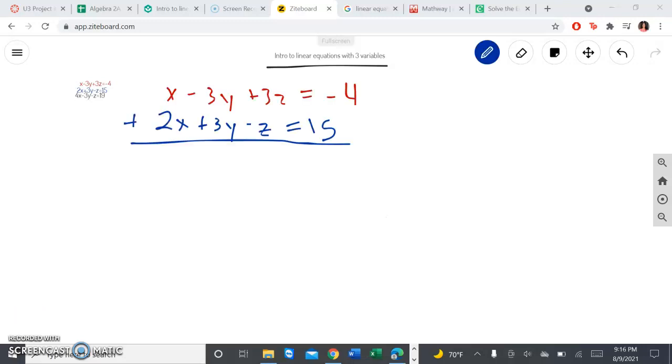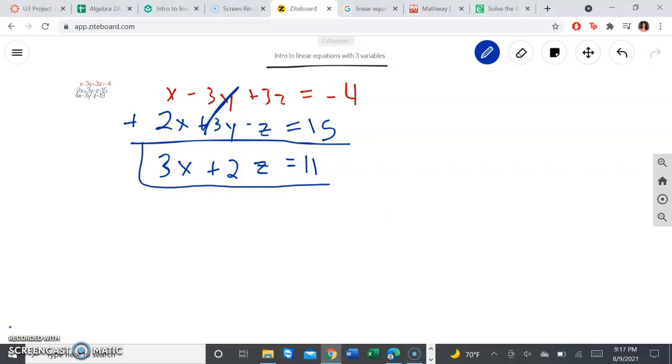Here I'm starting with the first and second equation. I will be adding them together and canceling any variables that are opposite. That will equal 0, and that will give us our first equation. I'm going to start with the x's, so x plus 2x will give us 3x, and then negative 3y plus 3y will cancel, so that's not included in the equation. And then 3z minus z will give us positive 2z, and then negative 4 plus 15 will give us negative 11.